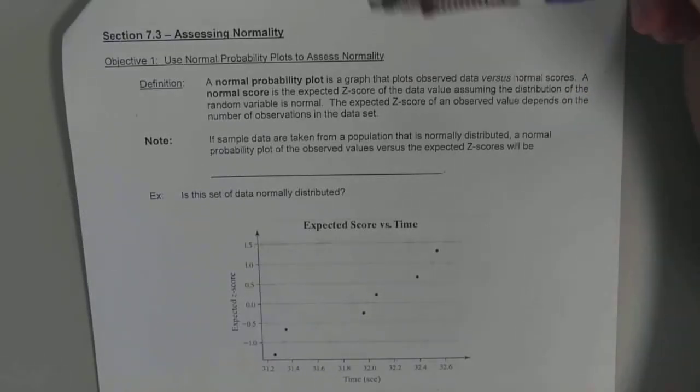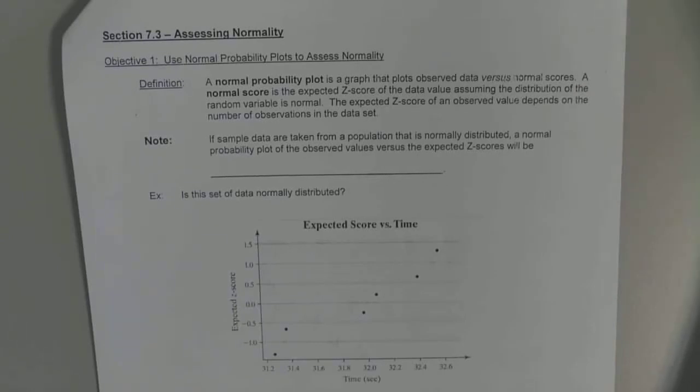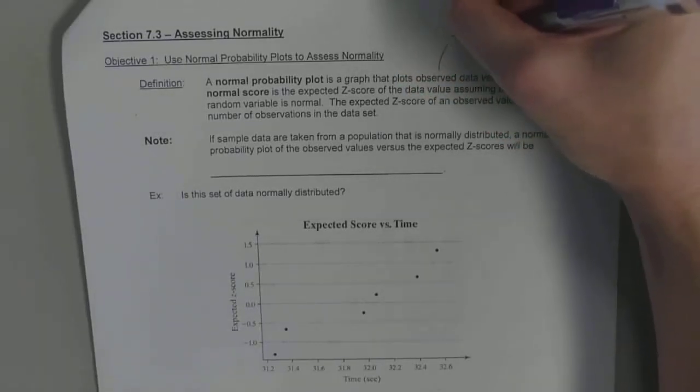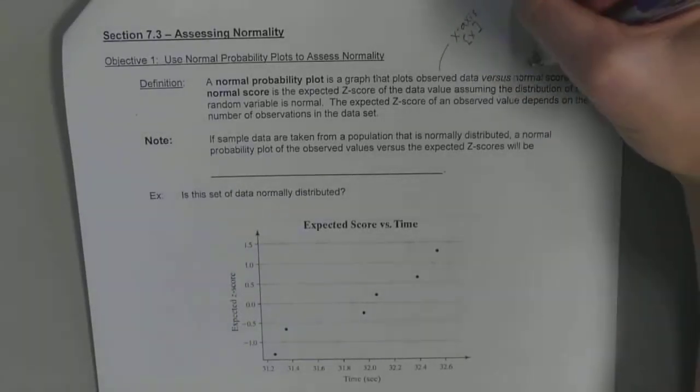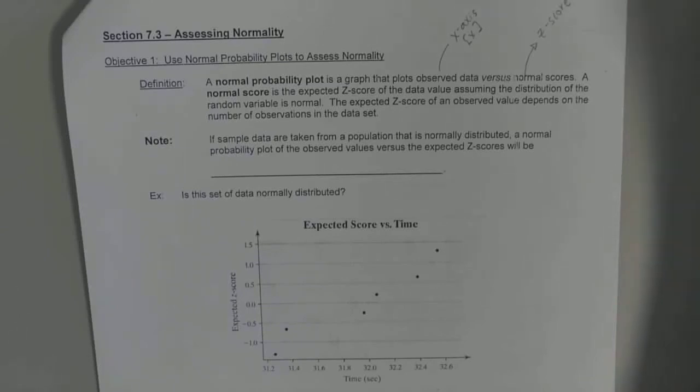Okay, so what we do is, it's called a normal probability plot, and I'll try my best to explain it. It's a graph that plots the observed data value versus its normal score. So basically, the observed data value is your x-axis, and that is literally x, your data value, and then your y value is the z-score. It assumes that everything's normal, so it finds the mean and standard deviation, and it finds the z-score for every x value and plots it, okay?